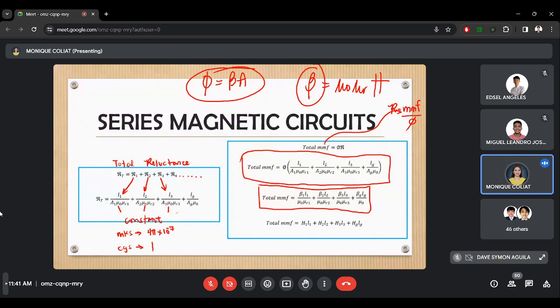But this is also a valid formula. Then, meron tayong formula ni B na mu O mu R H. If you will replace this by mu O mu R H, this one will be mu O mu R H L1 over mu O mu R. Yan. So, makakancel to, di ba? Kaya nangyari naging H and L na lang siya. So, H1L1 plus H2L2 plus H3L3 and so on. So, you can use everything na nandiyan dyan, ha? Okay. Depende na lang kung ano yung given sa inyo. Okay. So, that is for series magnetic circuit.